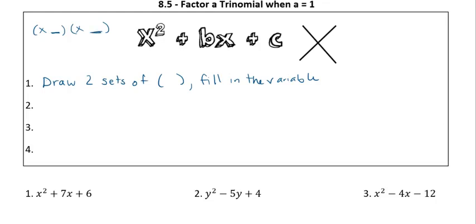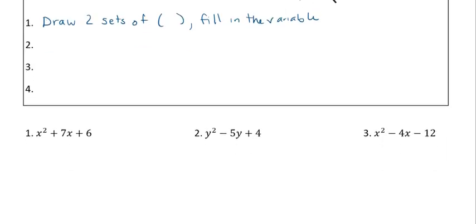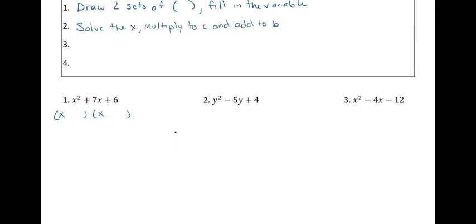So we'll look at this example number 1 first. I have x squared plus 7x plus 6. I know that my answer to this factored is going to have two sets of parentheses, and they're both going to have an x in it. Our next step is what we call solve the x. This is just a way to organize your work. You don't have to do it this way, but it's just a way to remember.